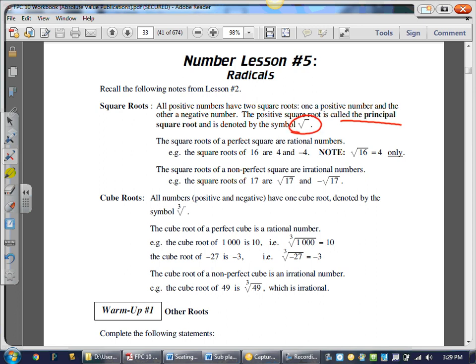So when you see the square root of 16 on your page, you only have to write down the 4, even though, hypothetically, the square roots of 16 are 4 and negative 4. In this curriculum, when you see the symbol that looks like this, the radical, you only have to write down the positive 4. If you have the square root of a non-perfect square, those will be irrational numbers. So the square root of 17 will be irrational. When you type it in your calculator, you'll have a crazy answer.